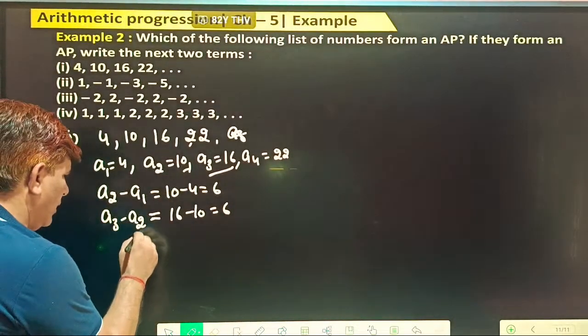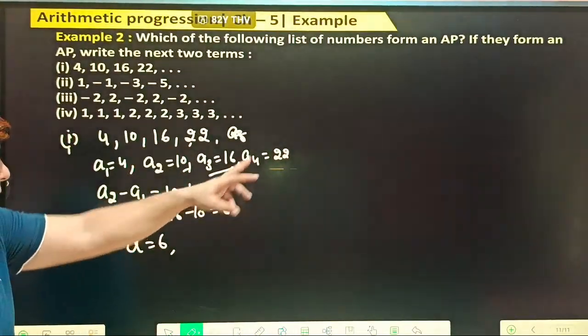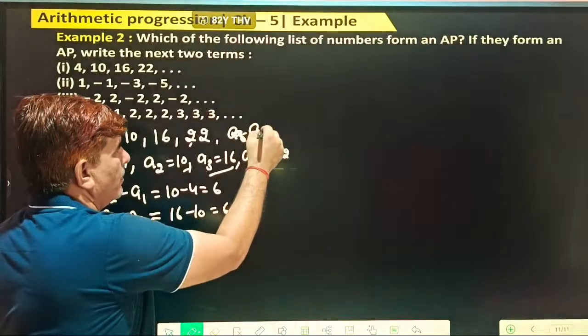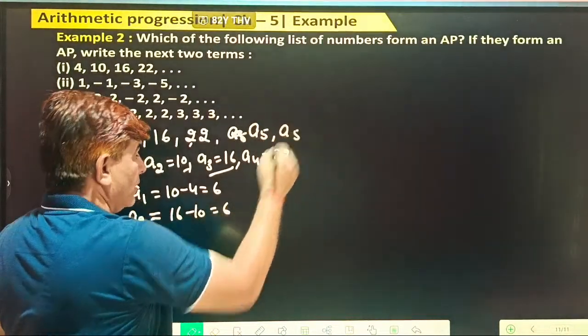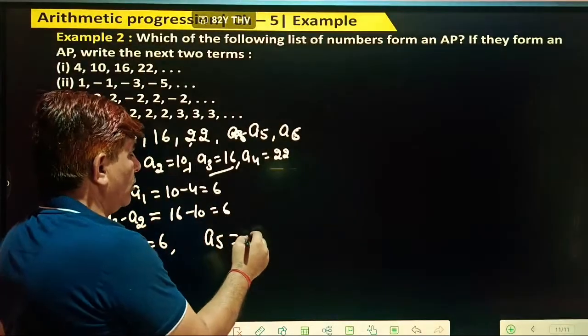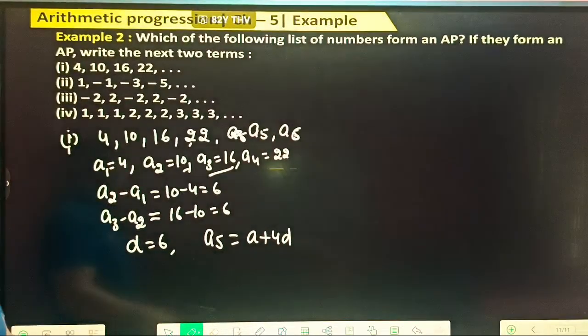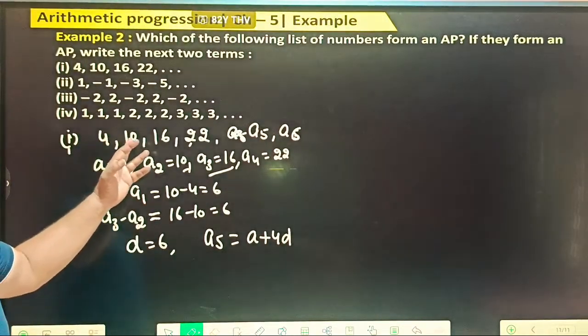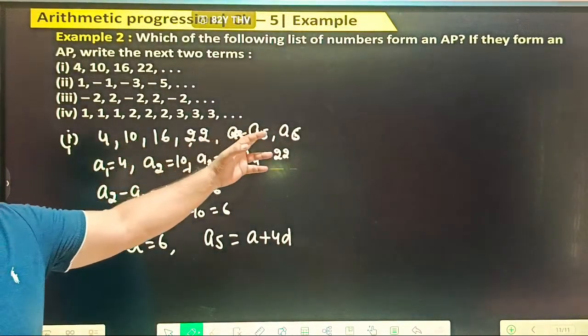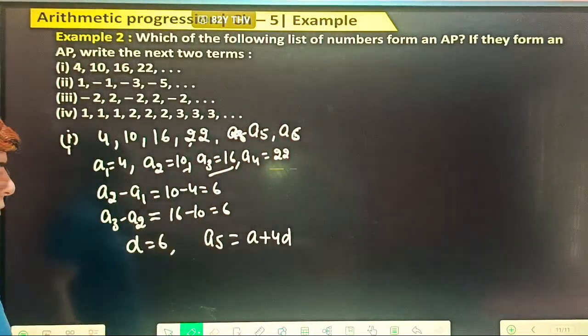So here D is equal to 6. And we have to find out the next terms after A4. What's coming? A5, A6. So A5 is equal to A plus 4D. The formula is this. Directly also we can find out: 4, 10, 16, 22, 28, 34, like this. But we can apply the AP formula for A5.